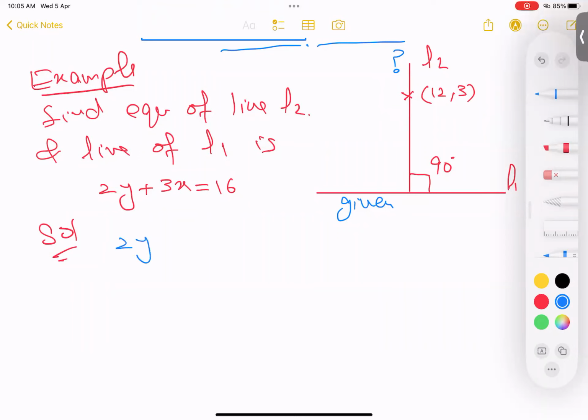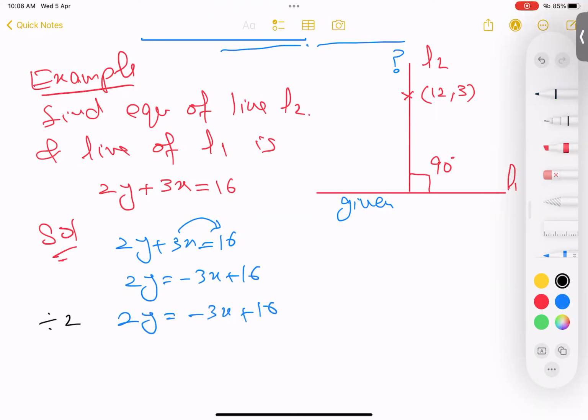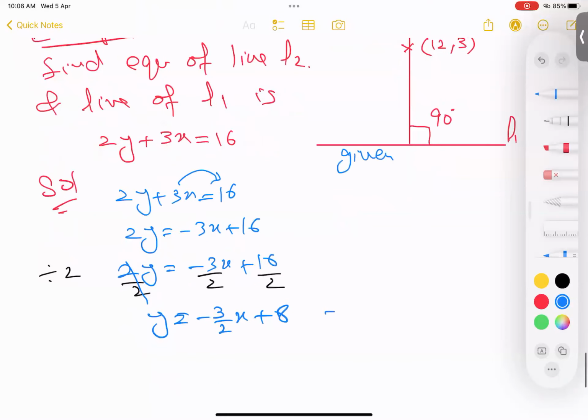So first I will start from here. Job number 1, make y the subject. 3x will go to the other side. Then divide the whole equation by 2. So first of all, 2y equals minus 3x plus 16. I'm dividing by 2, by 2, by 2. The 2s cancel. I got y equals minus 3 over 2 times x plus 8. So my question: what is the gradient? The number written beside x is always the gradient.